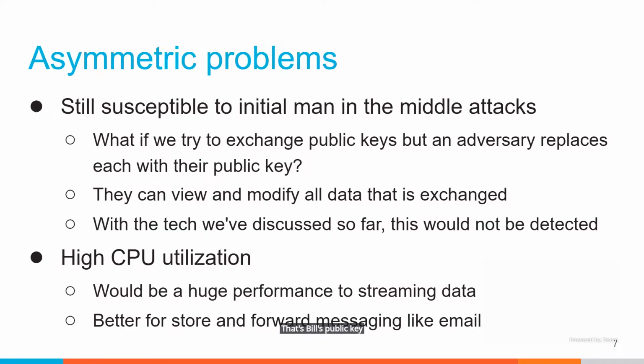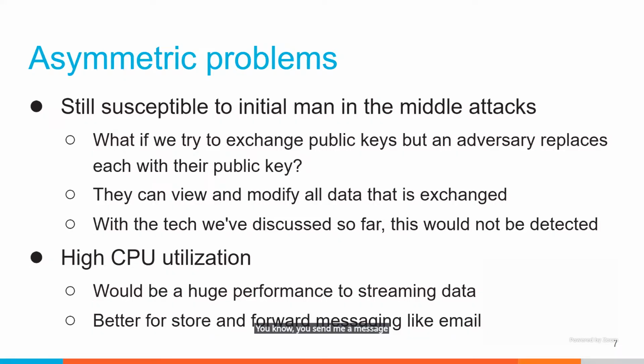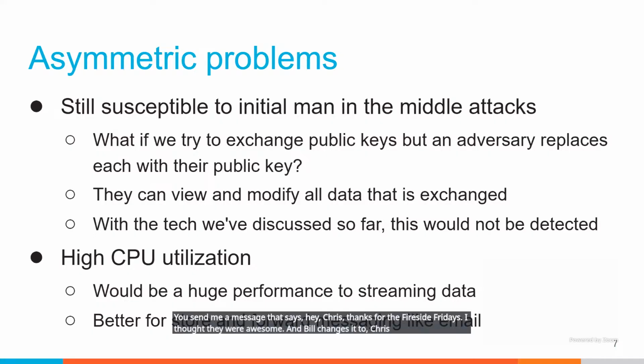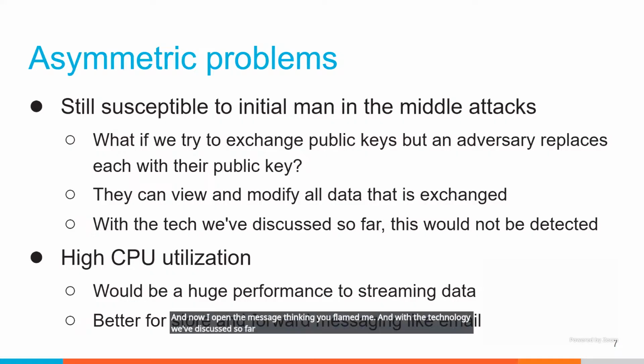So when you encrypt your data using that public key, that's Bill's public key. Now if you transmit the data and Bill can interrupt that as well, it was encrypted with his public key, so he can use his private key to open it up. He can read the message. He can change it. You send me a message that says, "Hey, Chris, thanks for the Fireside Fridays. I thought they were awesome." And Bill changes it to, "Chris, you're a pain in the ass, and I hate having to listen to you every week." Then he re-encrypts it with my public key and sends it off to me. Since it was my public key that encrypted it, my private key can open it. And now I open the message thinking you flamed me. And with the technology we've discussed so far, there's no way to detect that this took place.